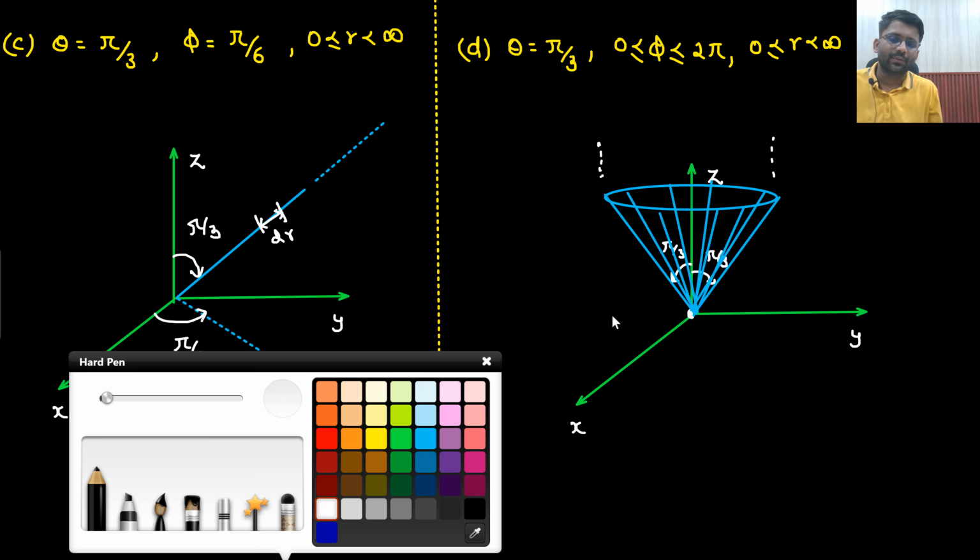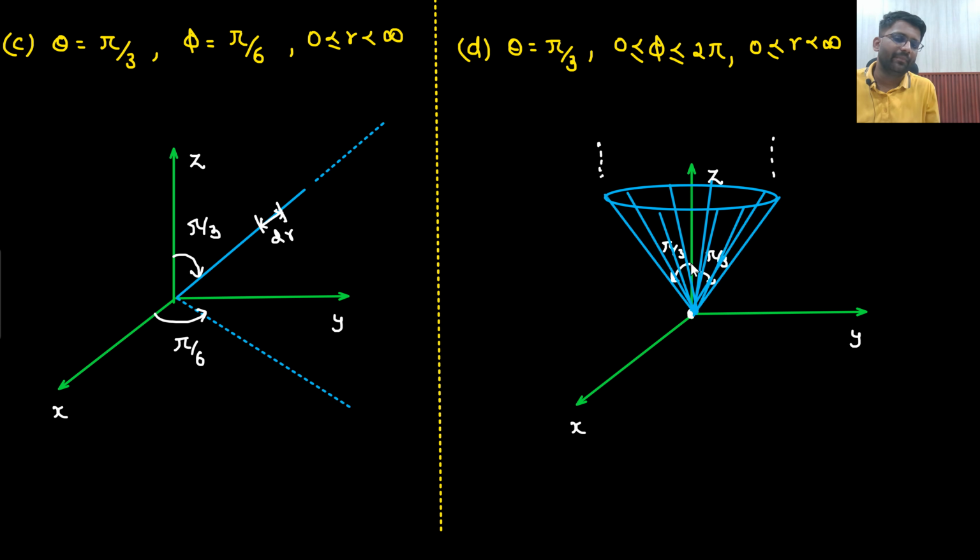Right? So everywhere on this whole surface of the cone, the angle made with the positive z-axis will be nothing but pi by 3. The angle will be pi by 3 everywhere. So what will be the surface area?